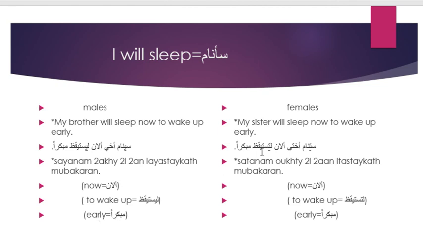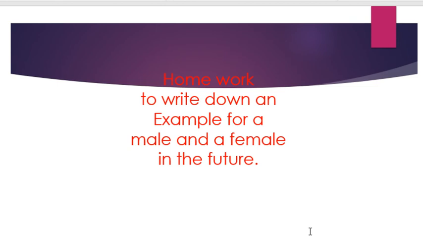The next slide is talking about females. My sister will sleep now to wake up early. ستنام, seen for will, ت for females. أختي, my sister. الآن, now. To, لام. Wake up, تستيقظ. So, to wake up is لتستيقظ. Early, مبكرا. ستنام أختي الآن لتستيقظ مبكرا. For females, why? Because the verb contains the letter ت. I hope you get it.